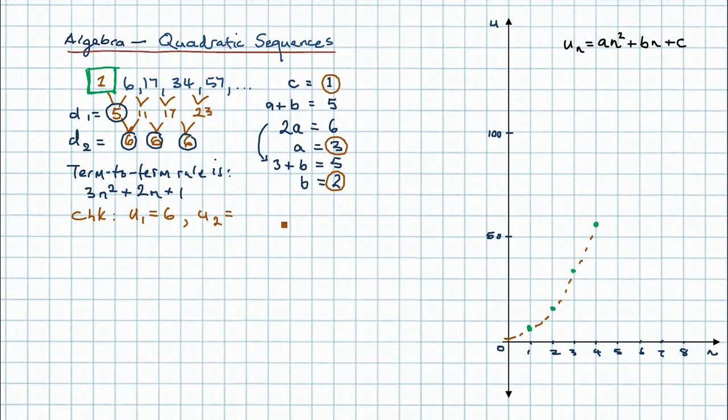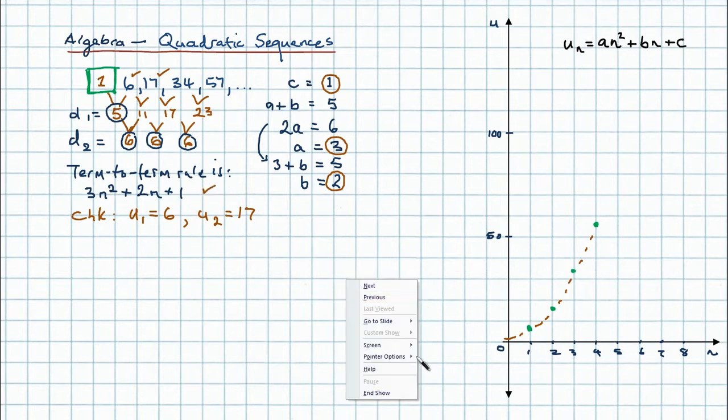u2, well, u2 is when we substitute 2 into our term-to-term rule, so 2 squared times 3 will give us 12, 12 plus 2 times 2 is 4, gives us 16, plus 1, 17. So we know that the term-to-term rule is functioning correctly, and that's enough to tell us that our term-to-term rule is correct.